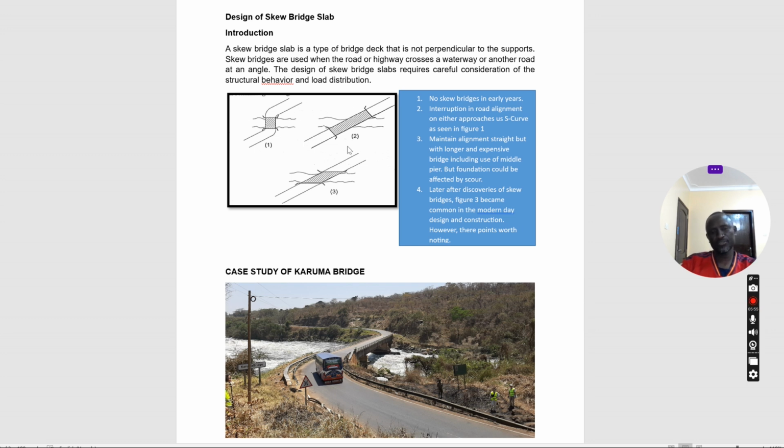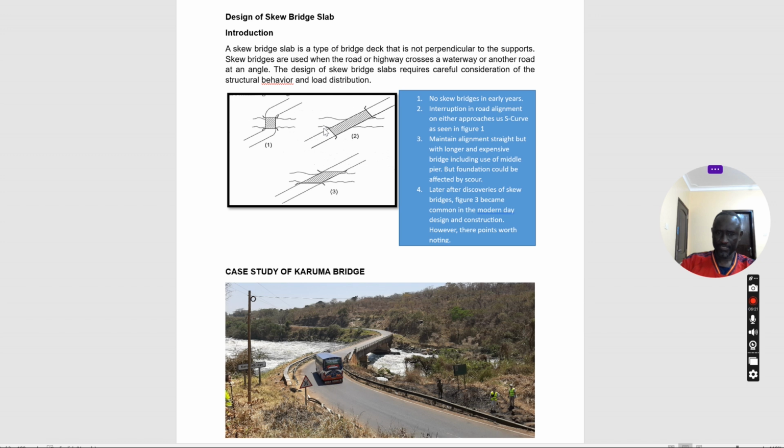Now, another scenario, number 2, is where you keep the bridge straight, at right angle to the axis, or the inlet, outlet, or approaches from either side. That is applied for canvas. So as you approach here, you pull the abutment further.